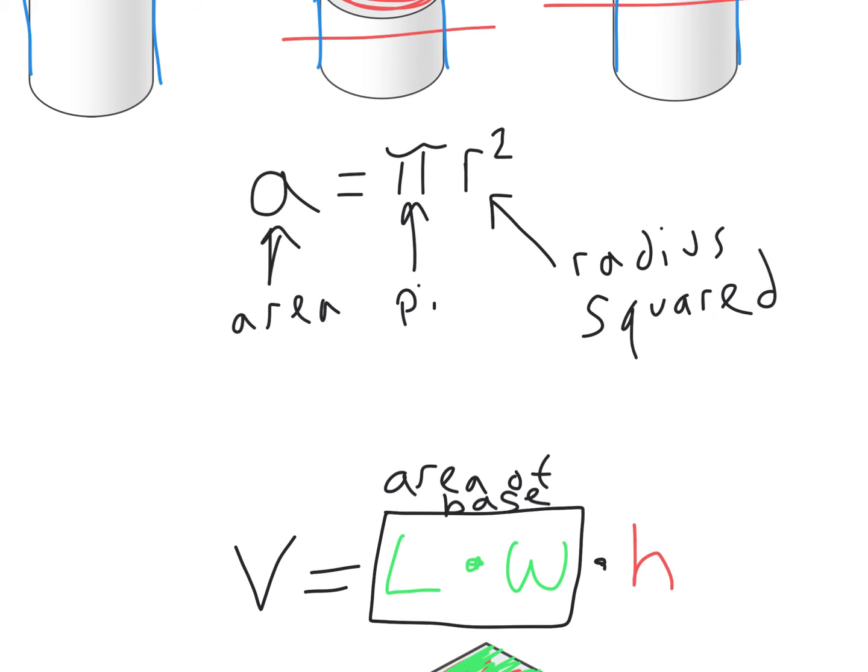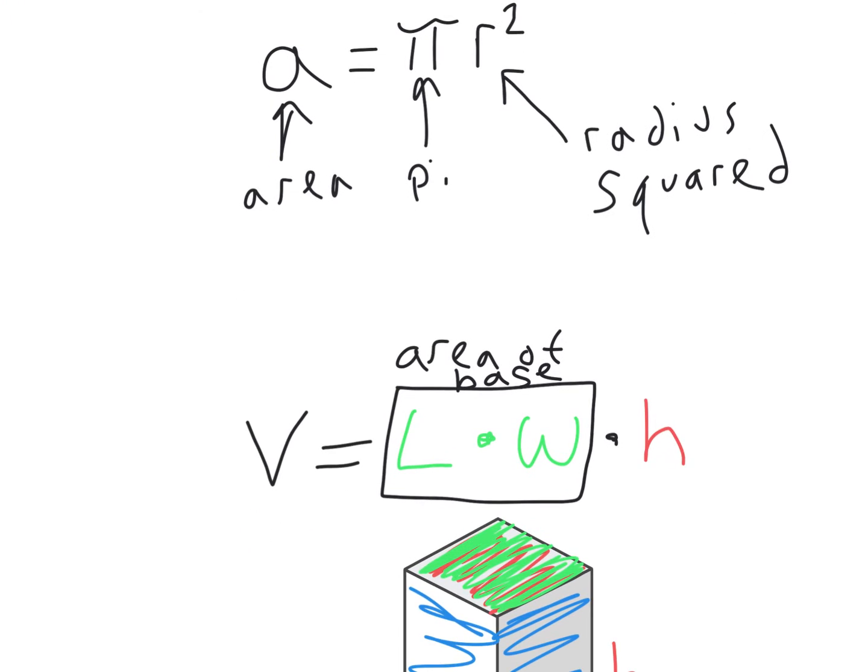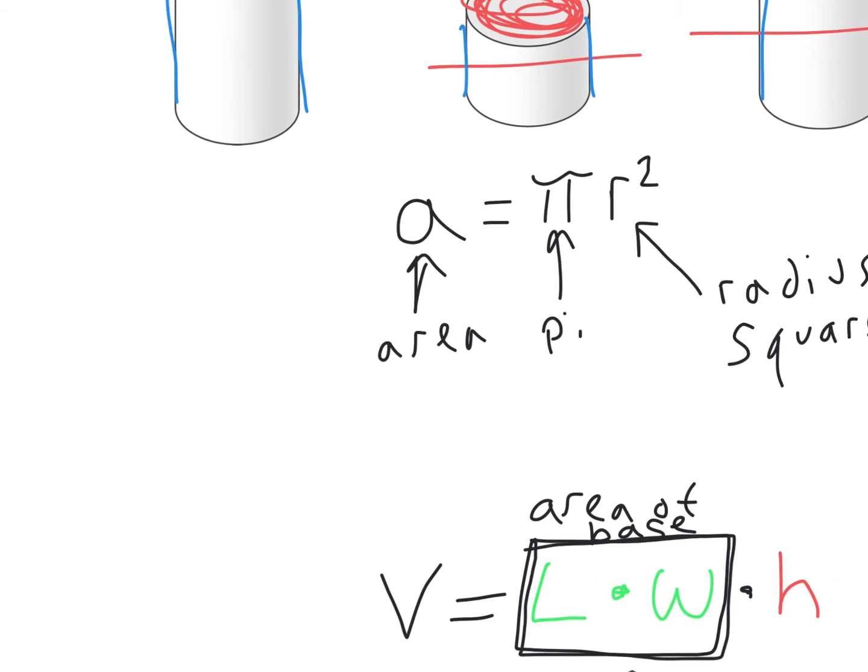And recall that when you square something, you're multiplying it by itself. So the area is equal to pi times the radius times the radius. Now, in a rectangular prism, when we do length times width times height, what we're really doing is multiplying the area of the base by the height. Well, we're going to do the exact same thing to find the volume of a cylinder.